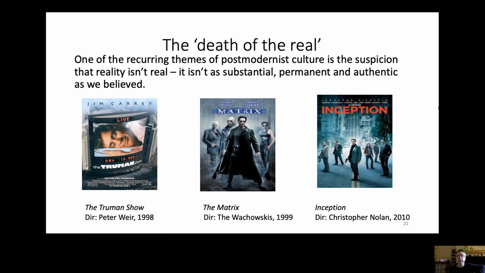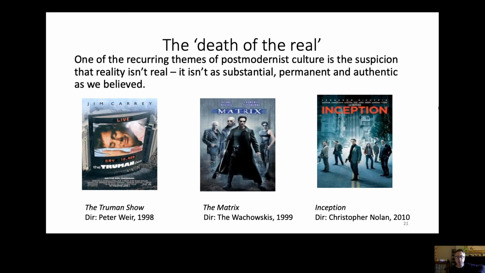One of the recurring themes of postmodernist culture is the suspicion that reality isn't real. It isn't as substantial, permanent, and authentic as we believed. And there are various examples of modern cinema, which often have quite a science fiction flavour to them, which deal with someone who cottons onto the fact that the world around them isn't as real as they thought it might be.